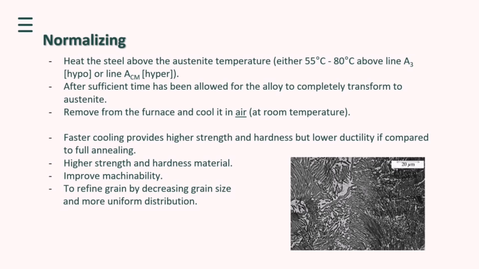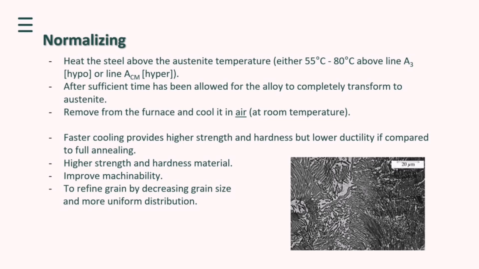Next, normalizing. We heat the steel above the austenite temperature, either 55 to 80 degrees Celsius. After a certain amount of time, it has been allowed for the alloy to completely transform to austenite, and then we remove it from the furnace and cool it in air at room temperature.